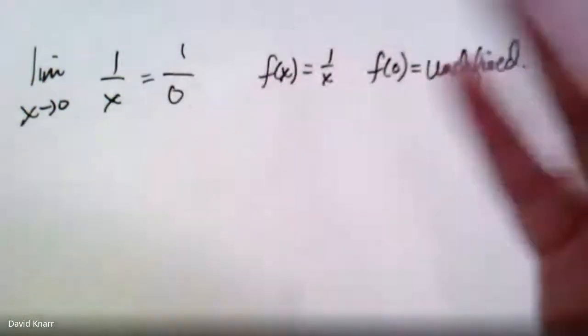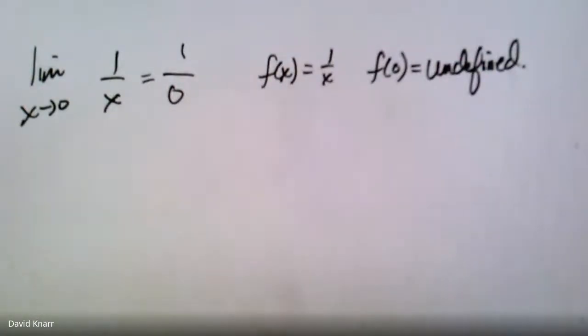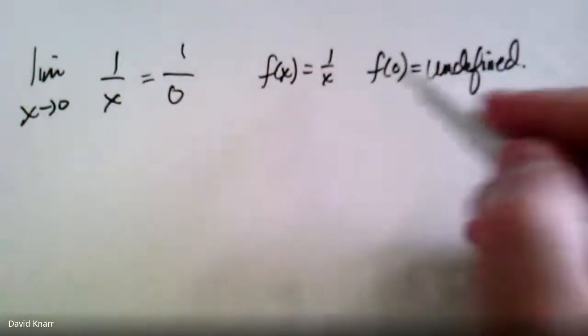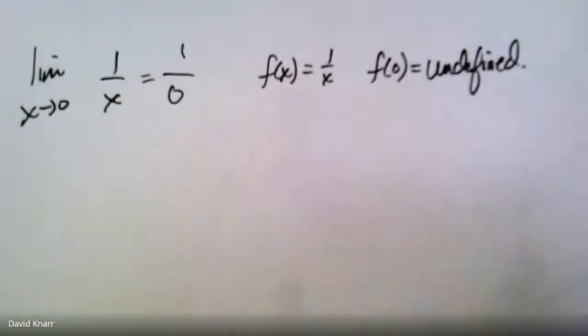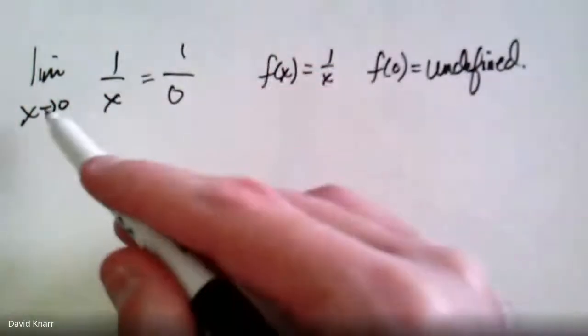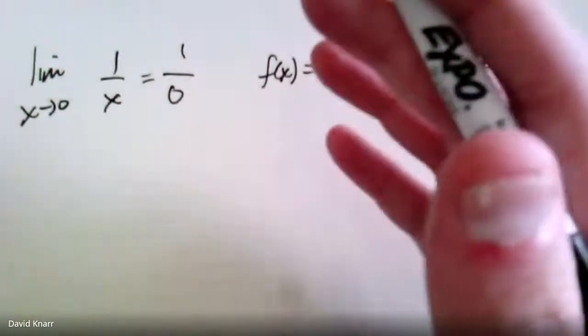Okay, 1 over 0, non-removable discontinuity. So f of 0 is undefined. You can't stand on x equals 0. There's no y value to stand on. However, I'm not asking you to stand on there. I'm asking you what the limit is, where you are walking toward.